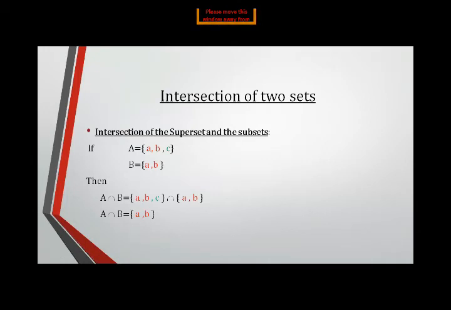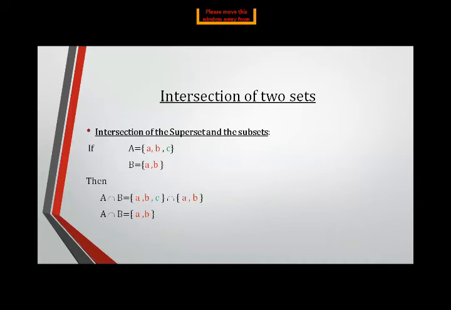Now here, students, the third case is the intersection of superset and subset. As previously we know about the superset and subset. Now I repeat, students, what are the superset and subset. For two sets A and B, if every element of A is also an element of B, then A is a subset of B.